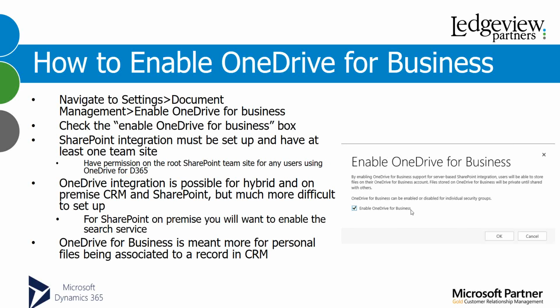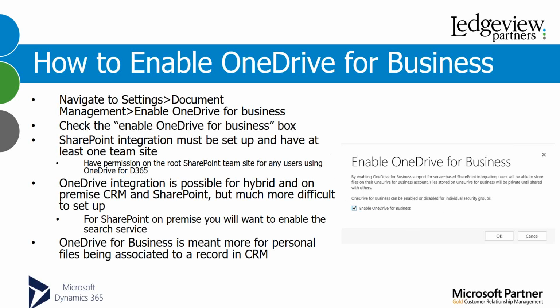And when you click that, it's going to pull up this box. All you have to do is check the Enable OneDrive for Business, click OK. As long as SharePoint integration is set up and you have at least one team site, you're going to be able to set this up. Something to keep in mind, though, is you want to have permissions on the root SharePoint team site for any user that's using this integration.